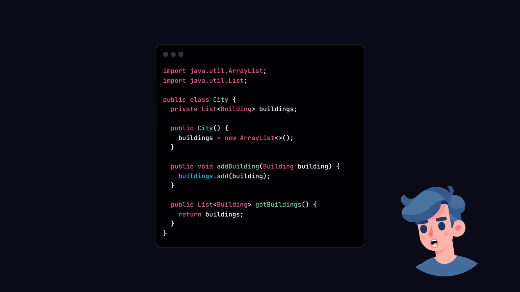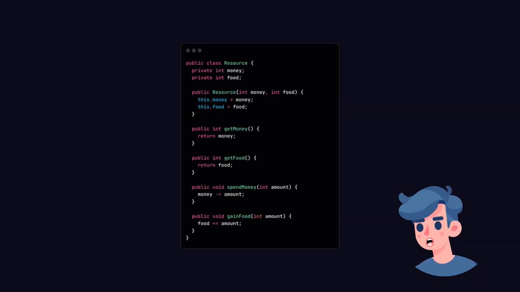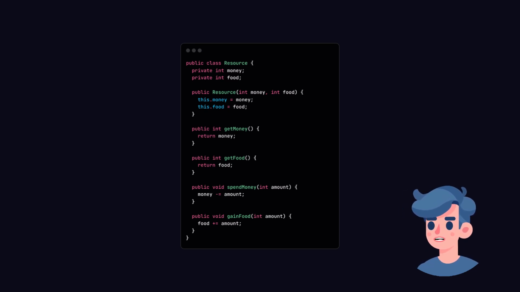Next, we need a way for the player to manage their city. Let's create a city class that will manage a collection of buildings. Create a new file called city.java. As cities need resources to build, let's create a resource class to represent resources like money and food. Create a file named resource.java.